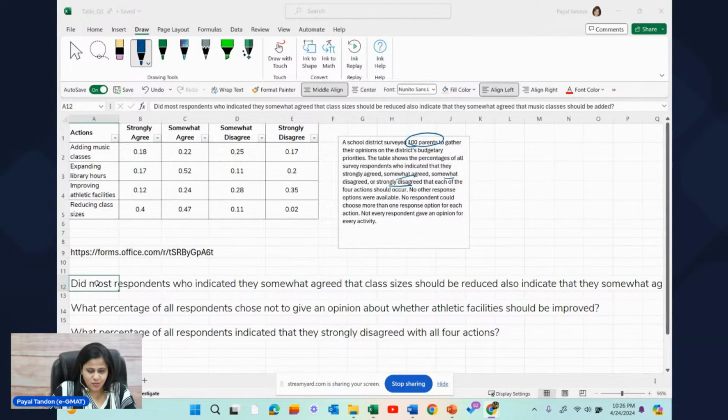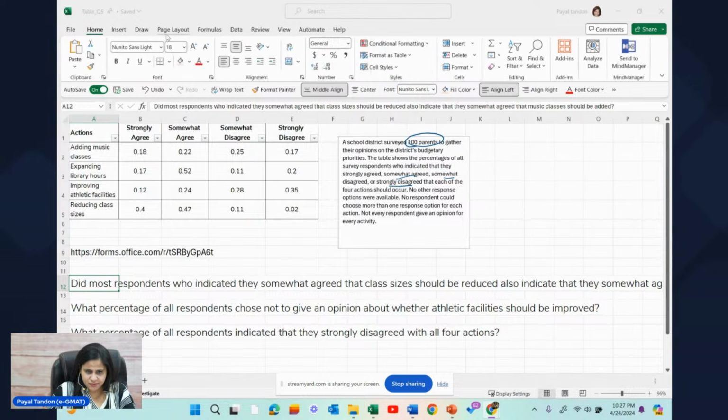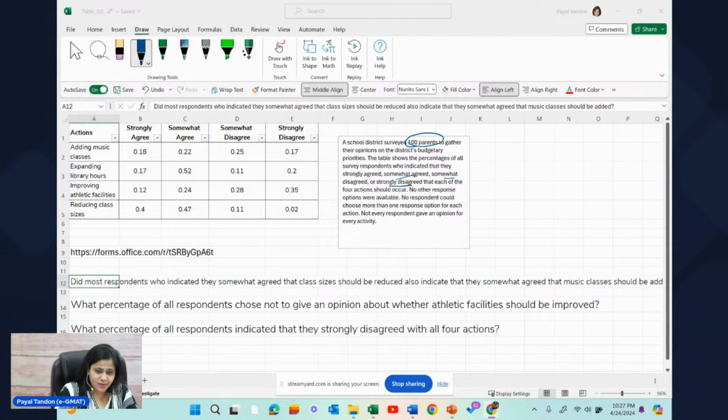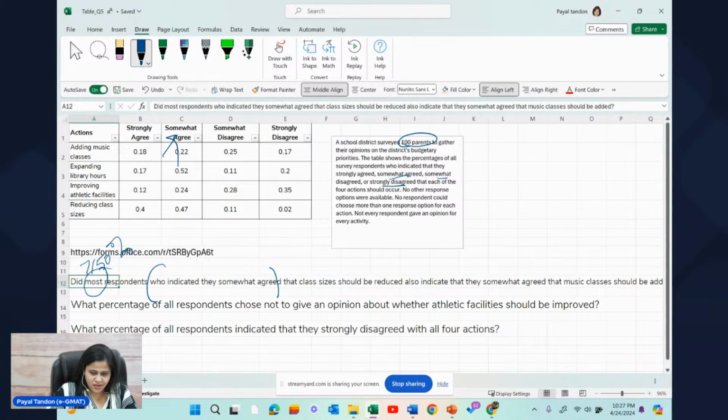Statement 1 says, did most respondents who indicated they somewhat agreed that class sizes should be reduced? As I'm reading the statement, I am reading it by pausing. Did most respondents, so most means greater than or equal to 50%, who indicated they somewhat agreed. So I have to look at this column over here, somewhat agreed, for class sizes should be reduced.